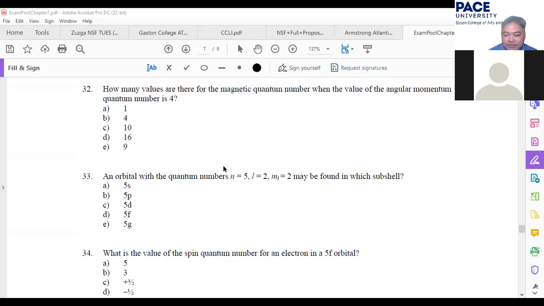So all you need to do is get the 5 here and determine what's the symbol when L is equals to 2. What's the letter that we use when L is equals to 2? L equals to 0 is S, L equals to 1 is P, and L equals to 2 is D. The sphere, peanut, double peanut. So the answer here is 5D.